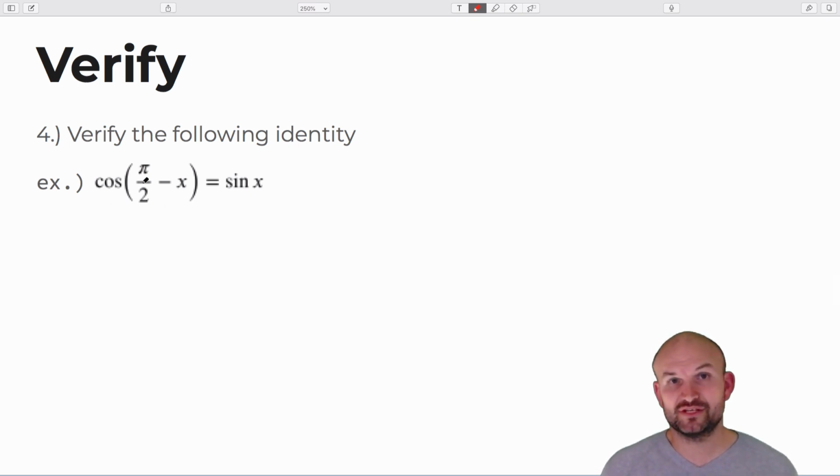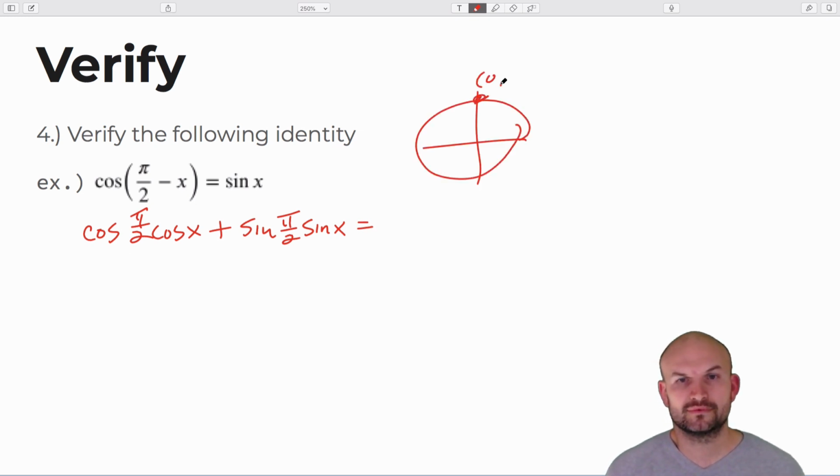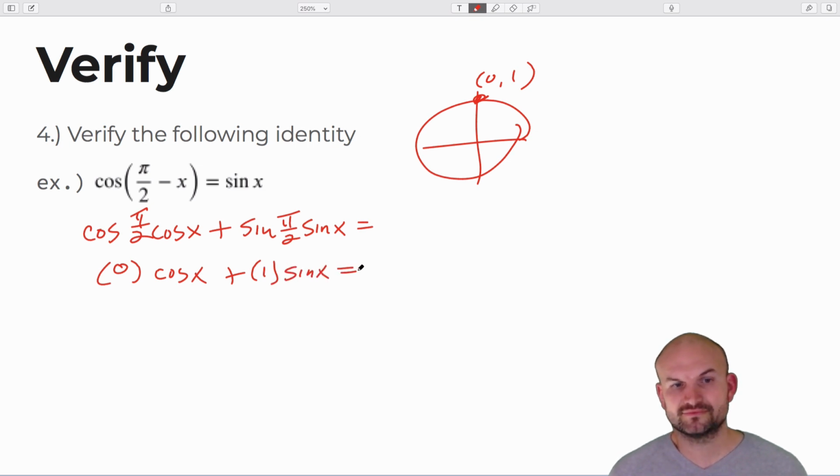So in this case, if I use the difference formula of cosine, I'll have cosine of pi halves times the cosine of x plus the sine of pi halves times the sine of x. Well, cosine of pi halves is going to be 0 times the cosine of x, plus the sine of pi halves, which is 1, times the sine of x. That first term goes to 0, and that's just going to leave you with sine of x.